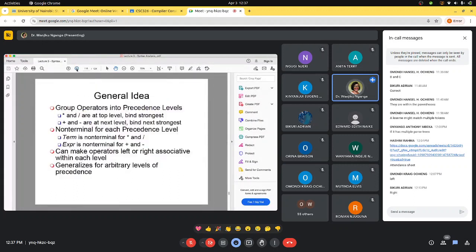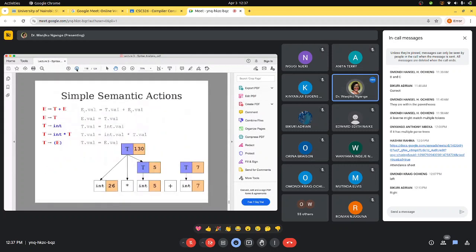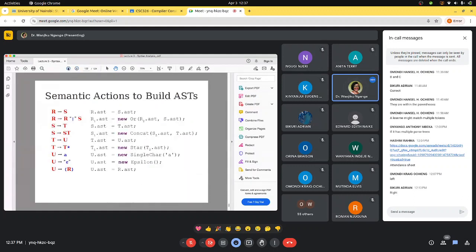So the augmented syntax tree really helps in dealing with this, so that we are a bit more intelligent in our parsing. These are other examples of semantic actions when you're dealing with strings. Something like R goes to R or S, and then it shows you what to do. Depending on your grammar, you figure out the semantic actions that help you propagate the values.